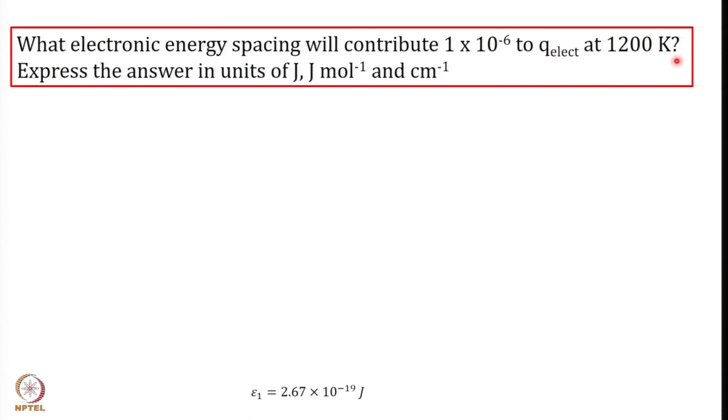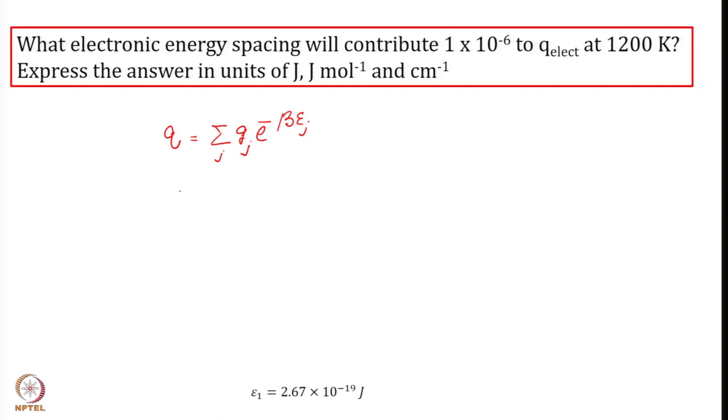First of all, recognize that the temperature given to us is 1200 Kelvin. It is not very small and it is not very high, so that many upper electronic states will start contributing to the molecular partition function. So when we discuss the electronic contribution to the partition function, we usually go by the direct summation method, because we know that the electronic energy spacing is usually very, very large.